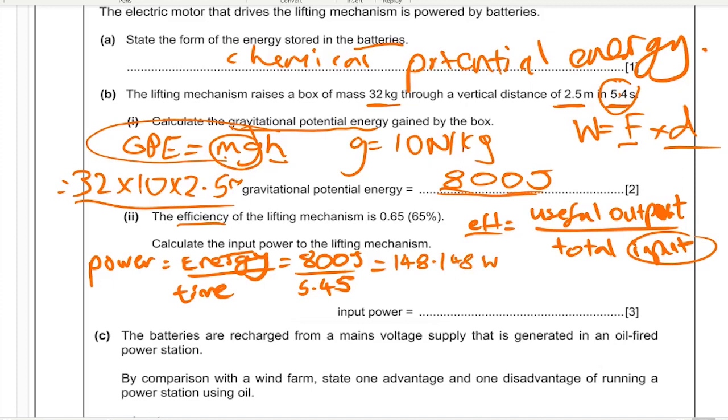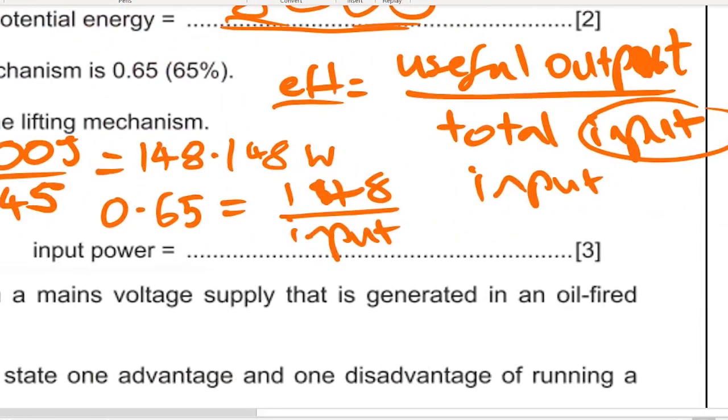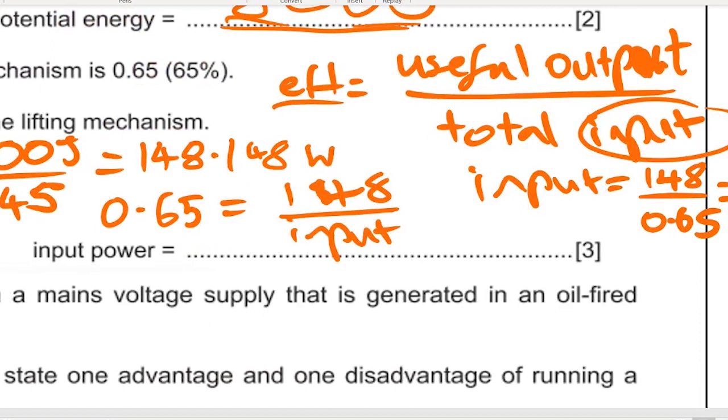So now we can plug that into our efficiency equation. So we know that 0.65 is equal to 148 divided by input. So rearranging that, we're going to end up with input is equal to 148 divided by 0.65, which is equal to 230 watts, thereabouts.